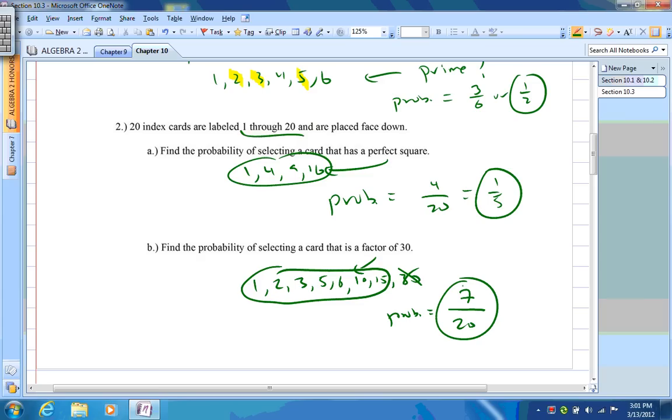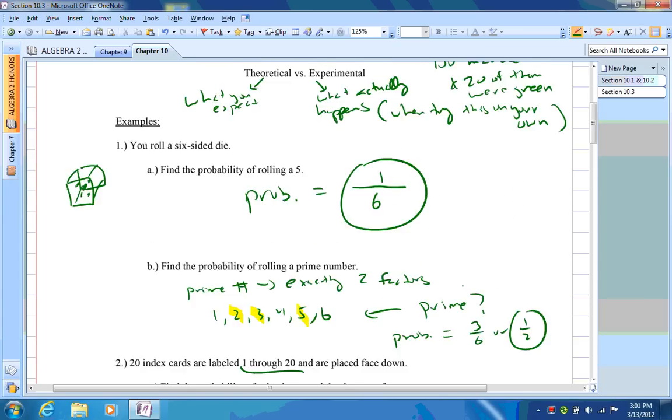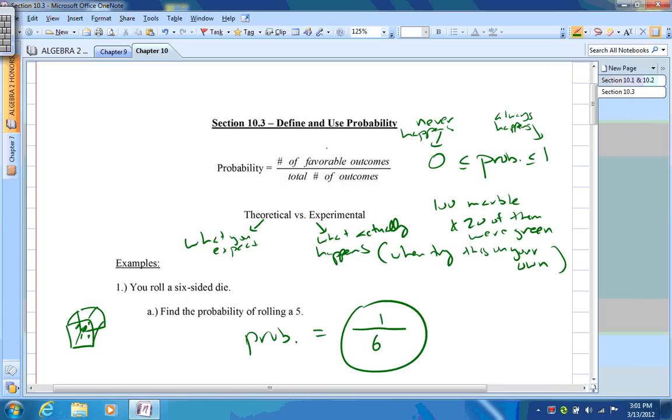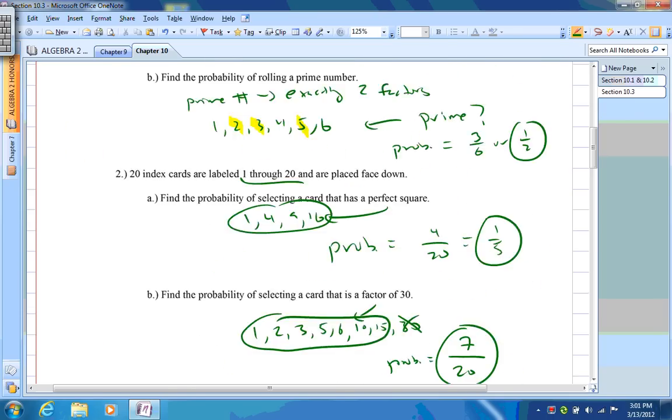So hopefully those kind of make sense. Just look at what you want, divide by what's total. So favorable, probably another way of looking at it is what you want. And total is what's possible.